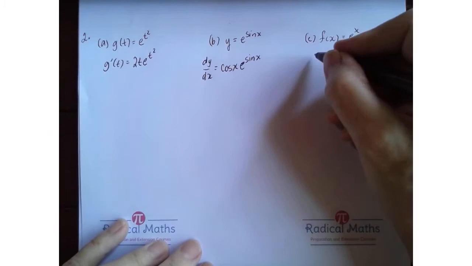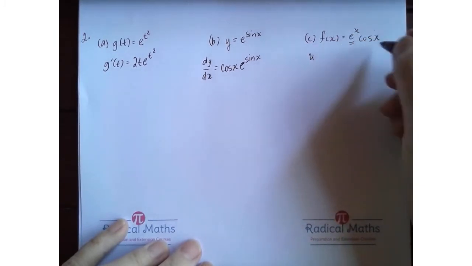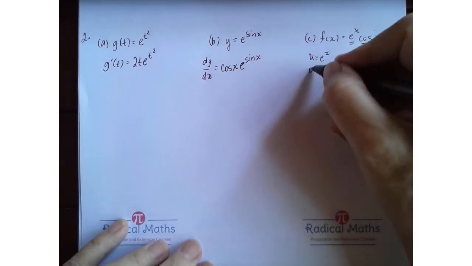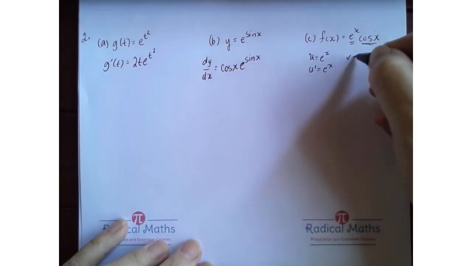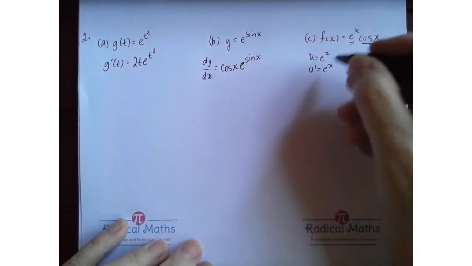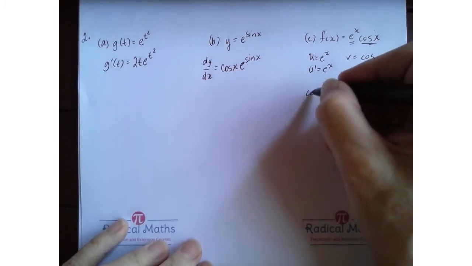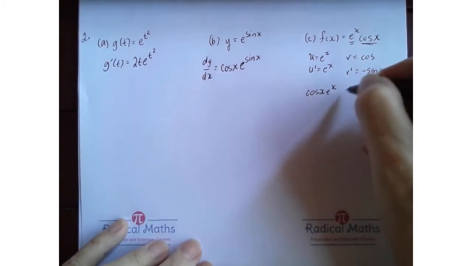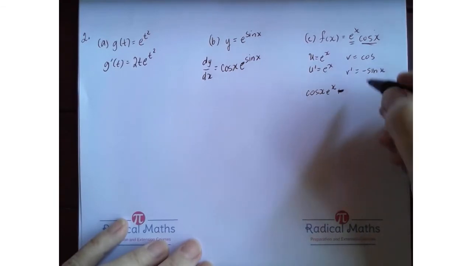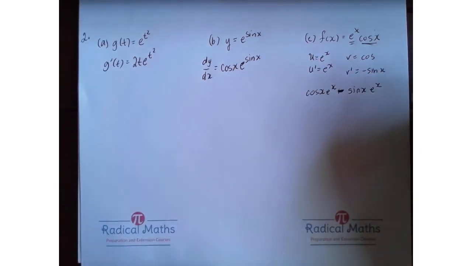f dash of x is appropriate, but I got two x's rolling there, so that's definitely a product rule. So that's e to the x for u, so u dash is e to the x, and v is cos x, so v dash is negative sine x. So I go u dash v, so cos x e to the x, plus uv dash, which is going to make it minus, so let's just put a big minus there and forget that I put a plus, minus sine x e to the x. These can be written around in any order you want, doesn't really matter.